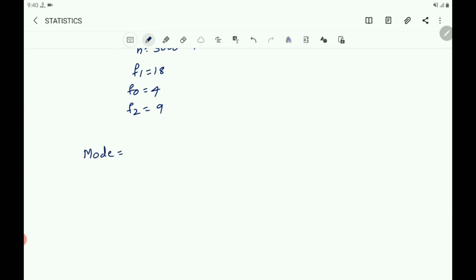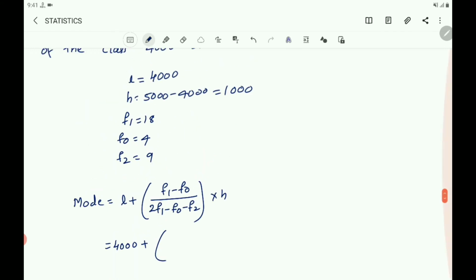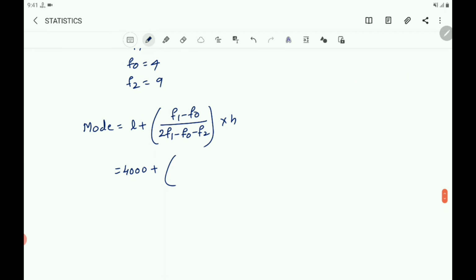Then you write the formula for mode. Mode equals L plus F1 minus F0 by 2F1 minus F0 minus F2 into H. Then L you write 4000 plus F1 is 18 minus F0 is 4, and 2 into F1 is 2 into 18 minus F0 is 4 minus F2 is 9, into H is 1000.